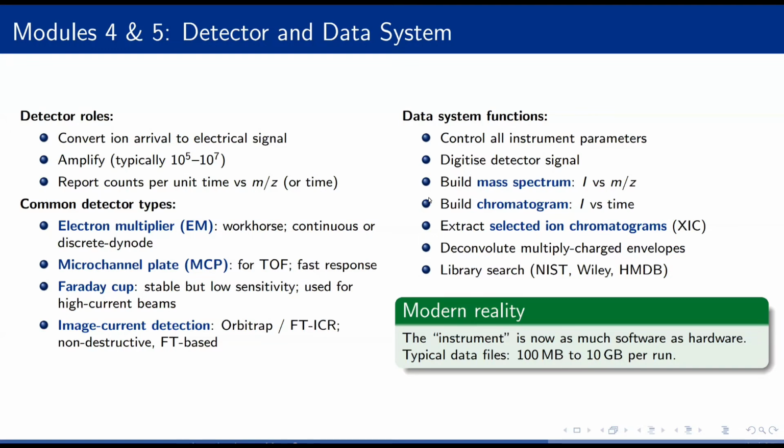Microchannel plates are the high-speed version used in time-of-flight instruments where you need nanosecond scale timing. Faraday cups are used when you have a very intense ion beam and you want stability rather than sensitivity. They're slow, but don't drift.